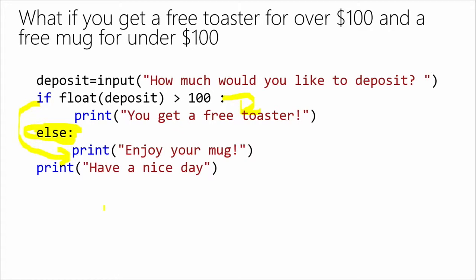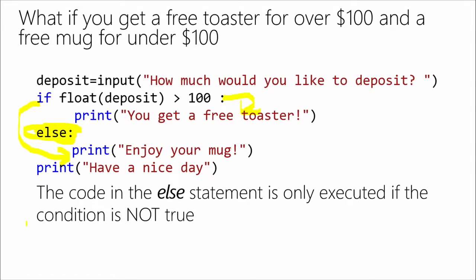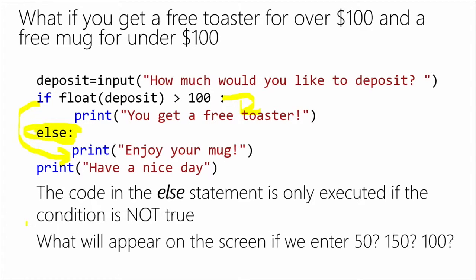So now I have a one or the other type situation. It will either give me a free toaster or give me a free mug, but I'm getting something either way, no matter what I deposit now. Yep. So the else statement is only executed if the condition is not true.